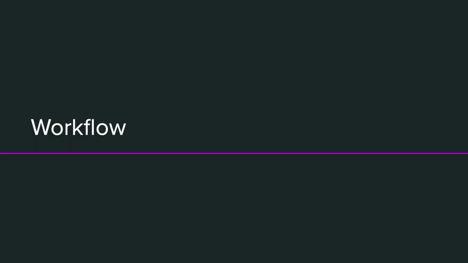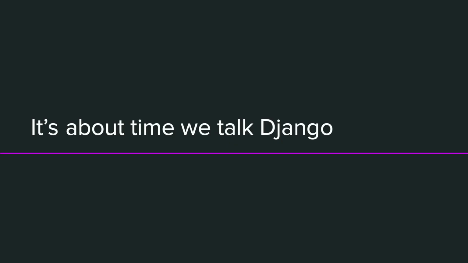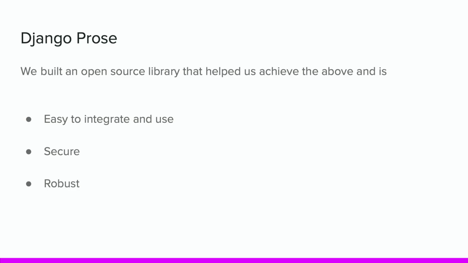So we talked about performance. Let's talk about workflow. We need a user-friendly experience, so I can author rich text content and render rich text content. I need to know when something is safe and when it's not. And I need transparent management. I mean, I need it to be super easy for me to do all my stuff without caring about security and performance. So after saying all those things, it's about time we talk about something Django related.